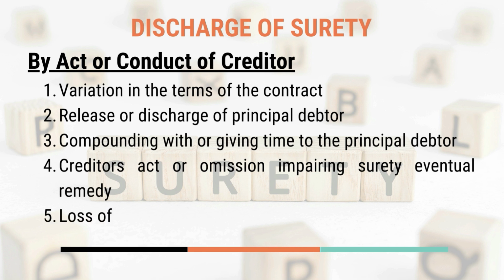Next, loss of security. In case the contract is made by the surety on the basis of some security and that security is lost, in that case the role of surety gets over. So when any security is pledged under a contract of guarantee and that security is lost, the very purpose of the contract is defeated, that object is not existing. In that case, when security is lost, the role of surety is over.